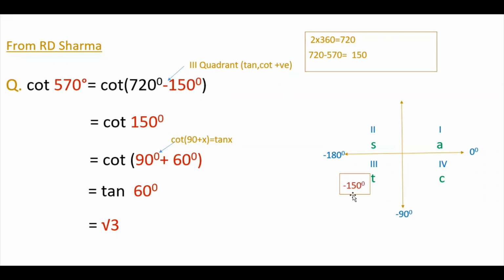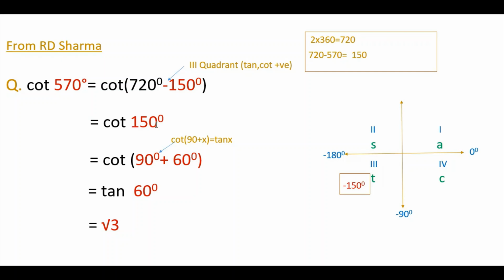So check here minus 150 degrees. This is minus 90, this is minus 180, and the negative angle starts from here. So minus 150 is in the 3rd quadrant. In the 3rd quadrant only tan and cot are positive, and the remaining are all negative. Here it is cot, so it is positive. So you can write this angle as cot 150 degrees.